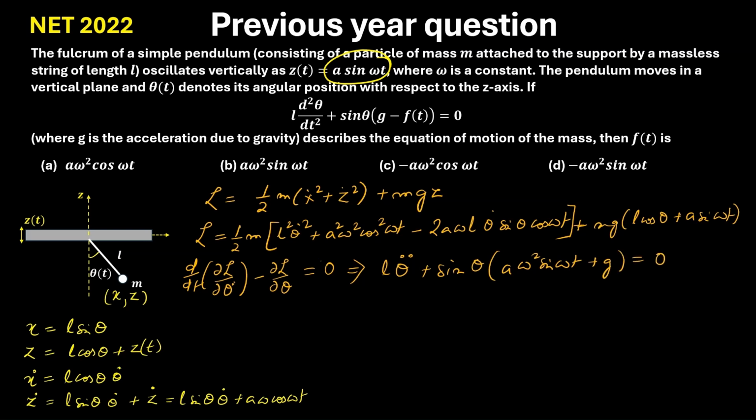Now if you compare this equation with this equation, then f of t is equal to minus A omega square sine omega t. So this is matching with option D.